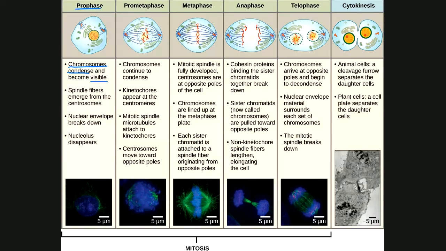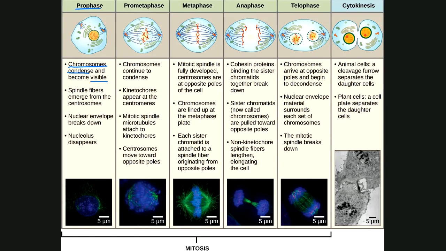The only time a cell has chromosomes is during cell division. So the DNA exists as chromatin. If you look at it under the microscope, the nucleus just has lots of thread-like looking DNA in it. Okay, it's not as tightly wound as a chromosome. But when it enters cell division, the DNA begins to condense into these chromosome structures. So you can start to see the chromosomes in prophase.